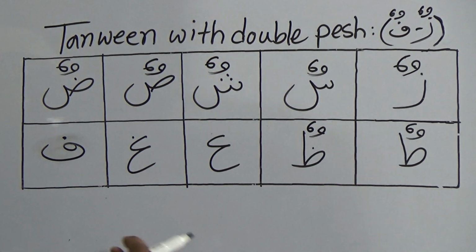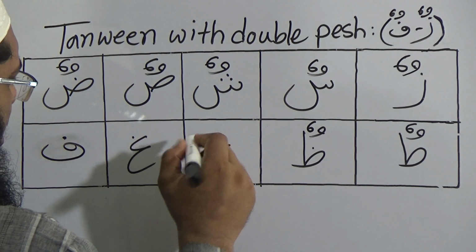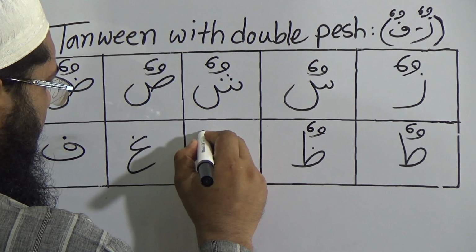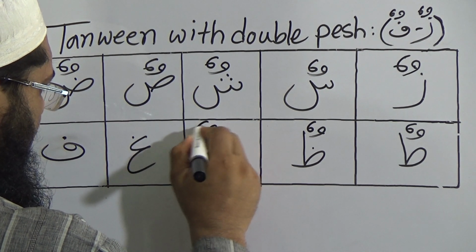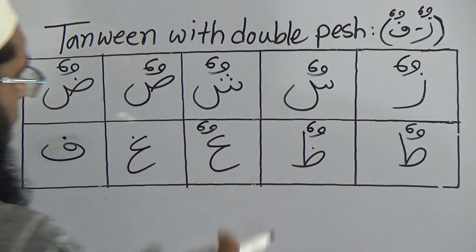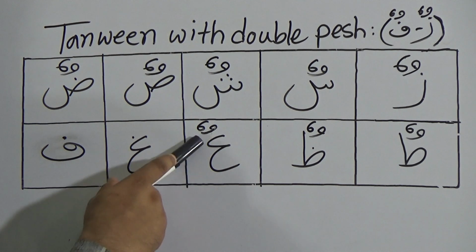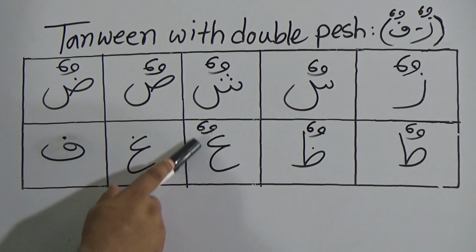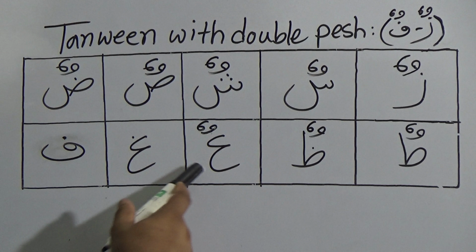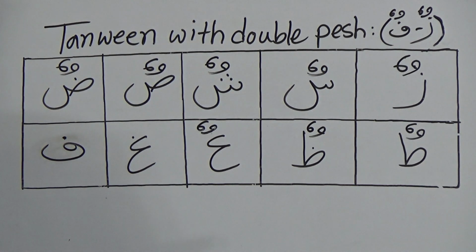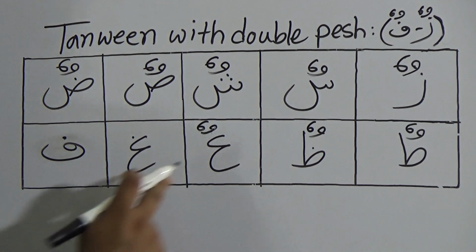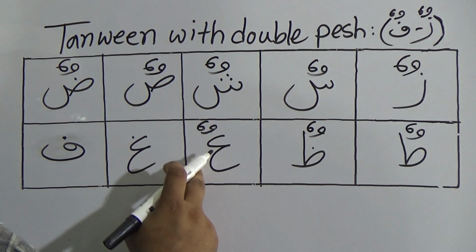Now this one is, my dear students, you know that Ain. Now I am giving double pesh over the Ain. And now you have to pronounce this one: Ain dui pesh un, Ain dui pesh un. You have to pronounce Ain from the middle of the throat. Ain dui pesh un.